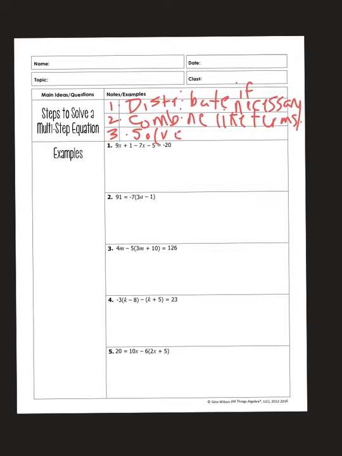Number 1, 9x plus 1 minus 7x minus 5 equals negative 20. I have two sets of like terms here. 9x minus 7x is 2x, and 1 minus 5 is negative 4, equals negative 20. All right, we got to get the variable by itself. So add 4 to both sides.